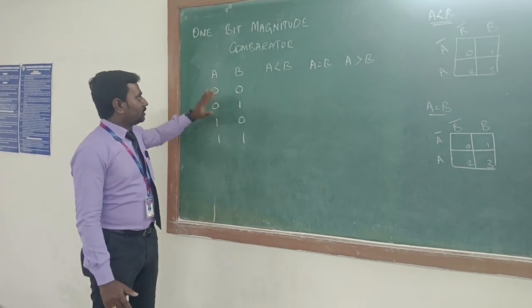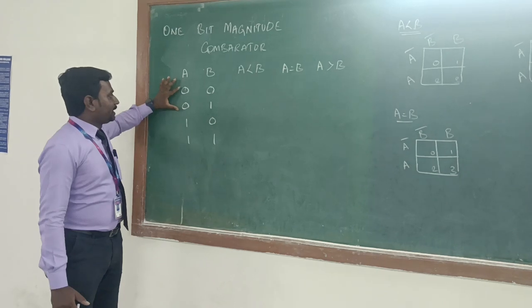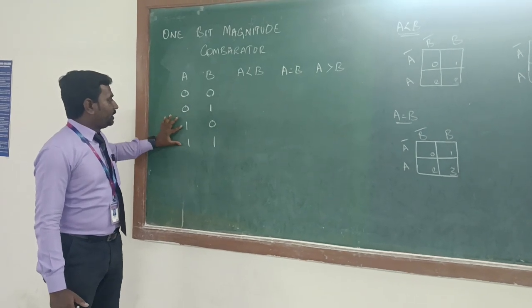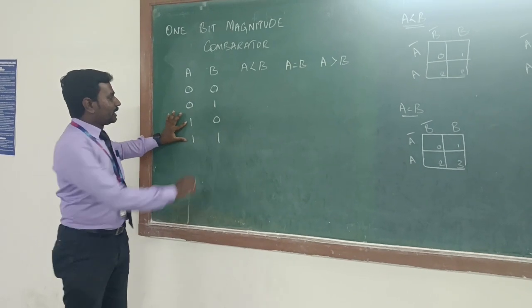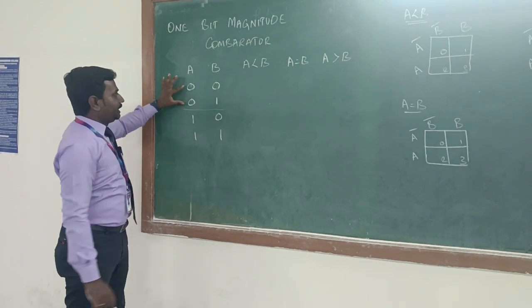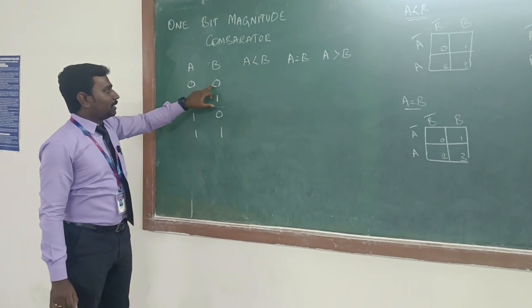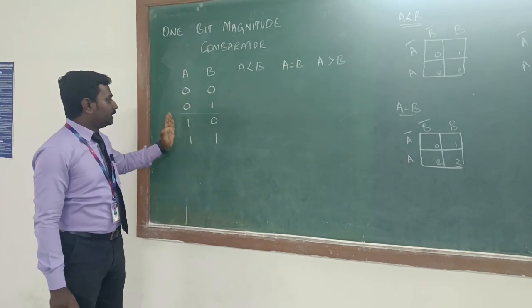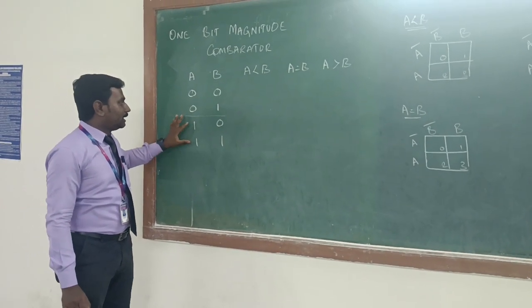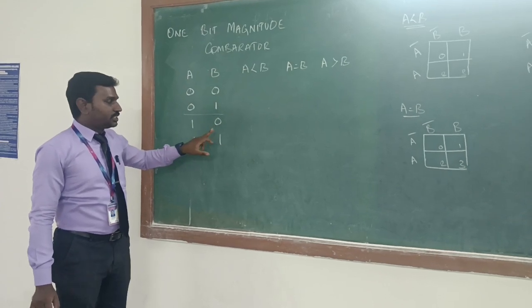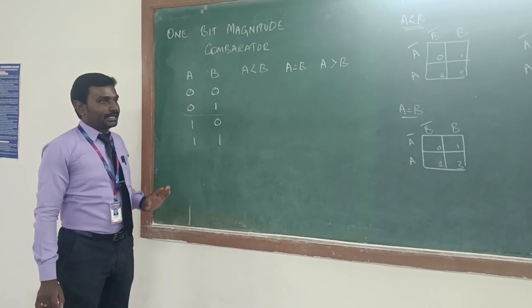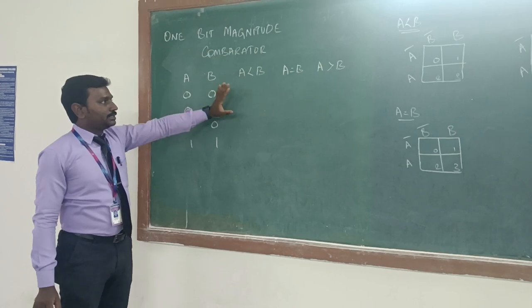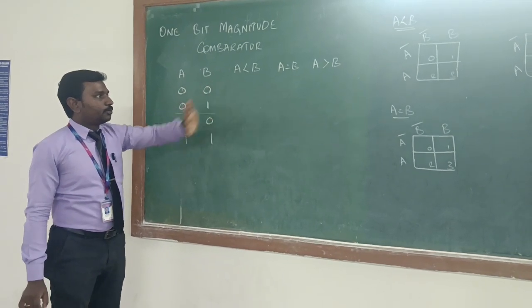So in the first case you are having A and B. First I am taking A is equal to 0 and A is equal to 1. These are the two conditions which I am taking. For A is equal to 0, condition 1 is B is equal to 0, condition 2 is B is equal to 1. Similarly for A is equal to 1, B is equal to 0 is the first condition, B is equal to 1 is the second condition. So now I am going to compare these two bits and plot it in the table.